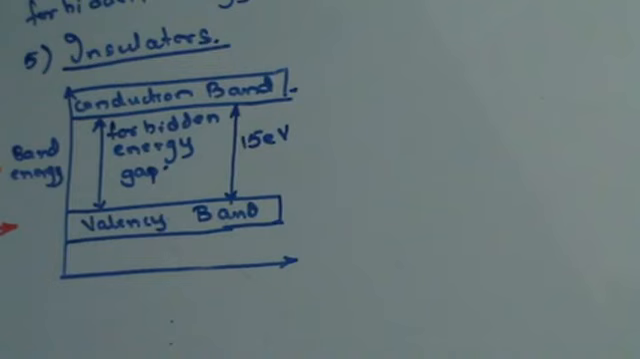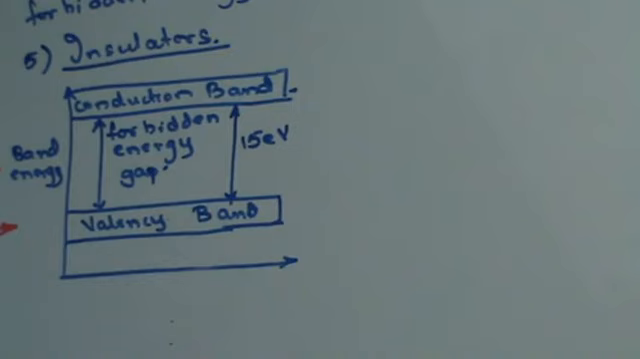Moreover, the forbidden energy gap between the valency band and the conduction band is very large. Hence, even at ordinary room temperature, in the presence of a high electric field, I am not able to push an electron from the valency band to the conduction band. Very large energy would be required to push an electron from the valency band to the conduction band. Hence, at room temperature, the valency electrons of the insulators do not have sufficient energy to jump and cross over to the conduction band, right?